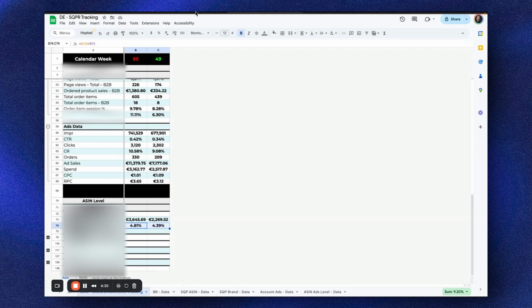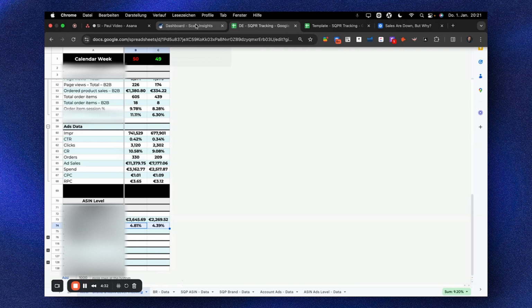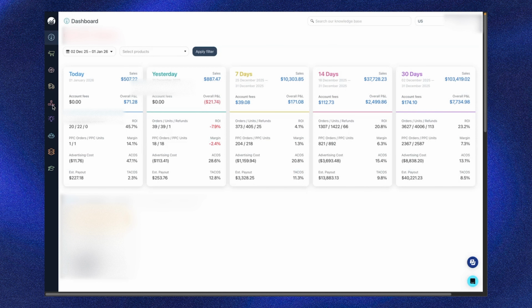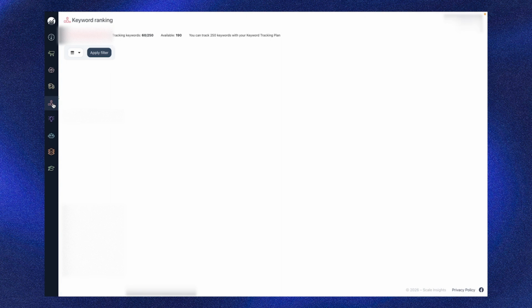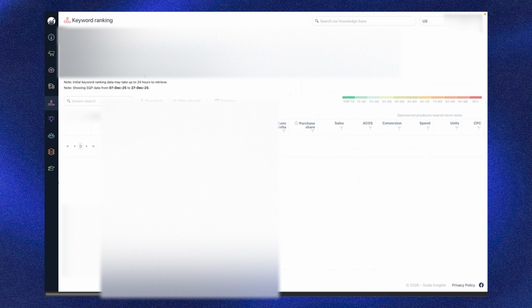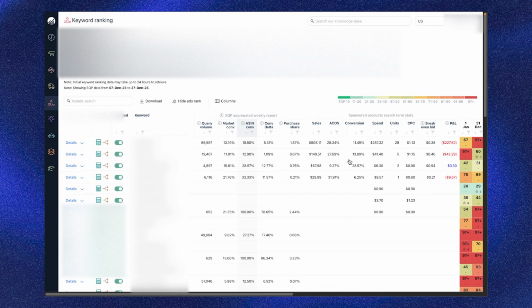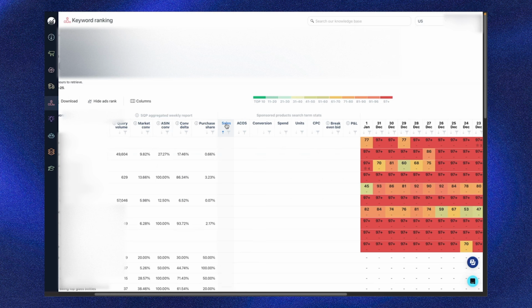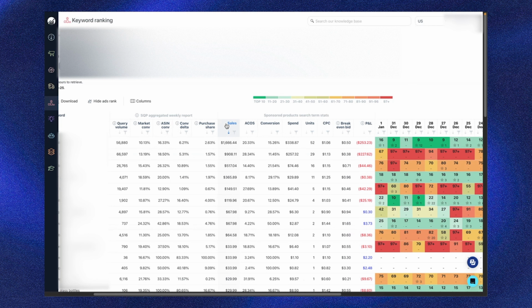So I like to look at this data on 3 levels: first on the brand level, then the ASIN level, and lastly, for this I like to use Scale Insights. You can go to your keyword rank tracking, and then let's look at this product here. For the last 30 days, I like to look at our best performing ads keywords. That's the first filter I like to look at to grow sales, if that's your intention.